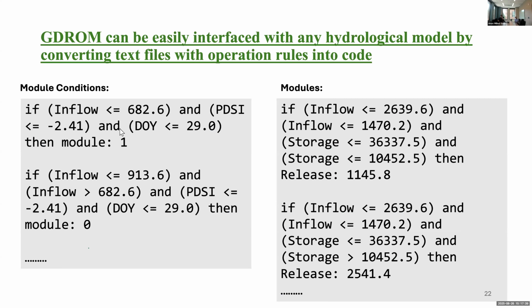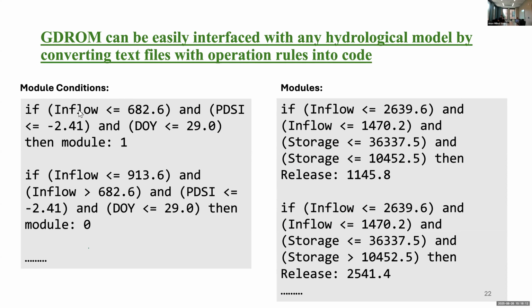So one of the trademark advantages of GDROM is that it's provided as text files, which are very interoperable. We don't need to depend on a certain coding platform to use it. Text files can be opened by anyone. And so we have these text files for the module conditions, and we have the modules themselves, which are the release functions. So for each reservoir, we have at least two text files, the module condition and the modules. And then depending on which reservoir it is, if we have various modules for that reservoir, it can range from 1 to 8 different modules.